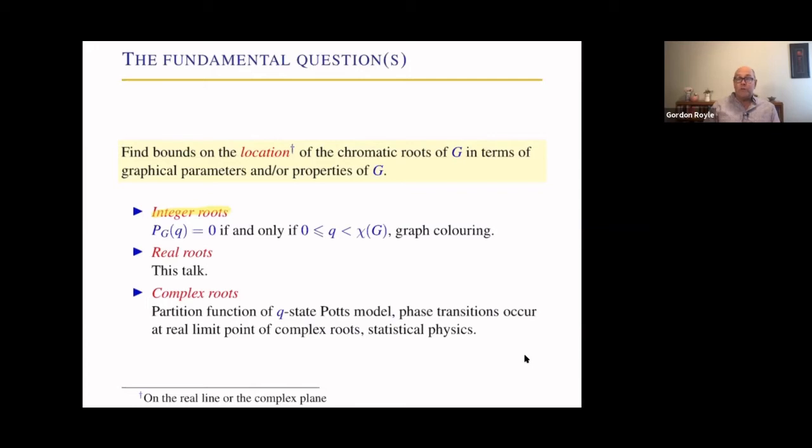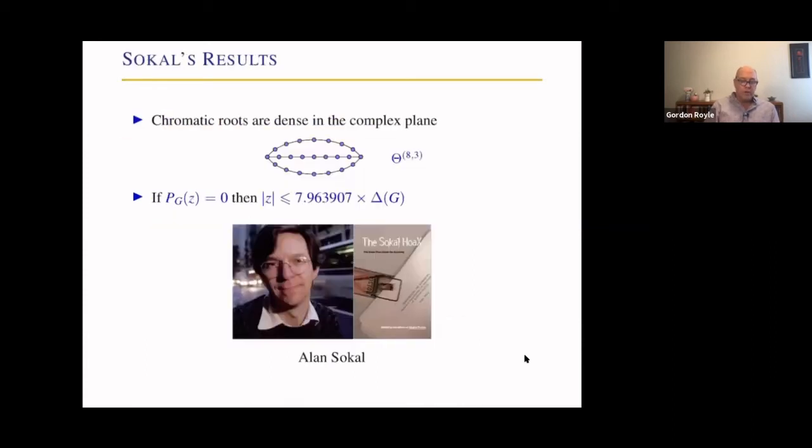The Q-state Potts model is used to study phase transitions in various statistical physics models, and these phase transitions can only occur at the real limiting points of complex roots. So there's a vast literature in statistical physics calculating chromatic polynomials and their roots for lots and lots of families of graphs. Of course, any result for complex chromatic roots will apply to real chromatic roots as well.